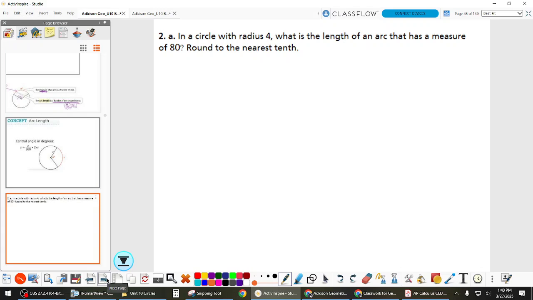So I'll just kind of work this one with you. In a circle with a radius of 4. Here's what I would do. I would start by drawing that and labeling 4. What is the length of an arc that has a measure of 80? And it should say degrees right there. So tell me what to draw next.